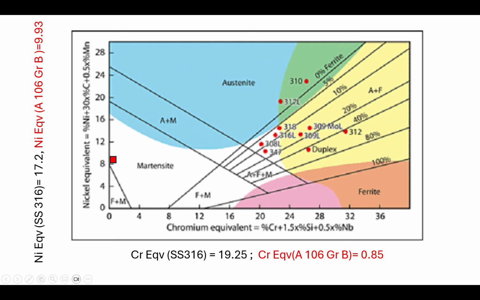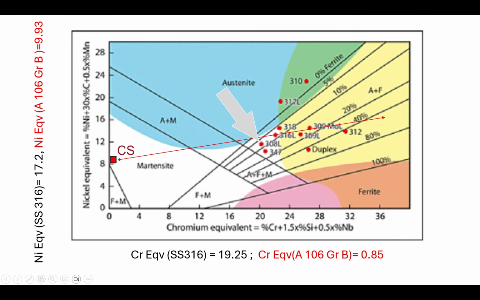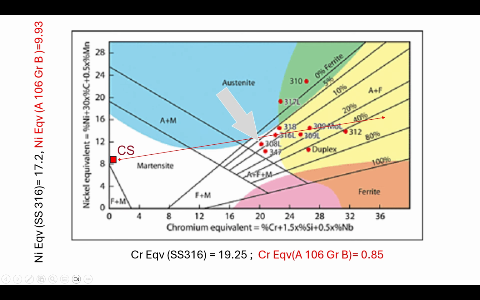Now, if we plot these values, we find carbon steel comes here and stainless steel is here. So if we have to find an electrode suitable to join these two, it will fall on this line. The electrode or filler to join 316 and carbon steel is going to be somewhere on this line. This much we understood now.